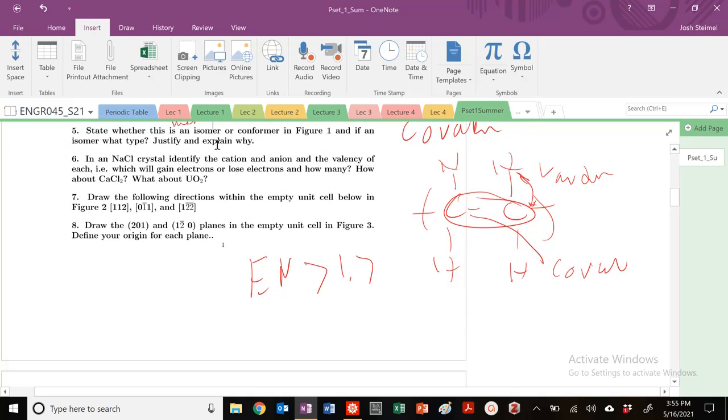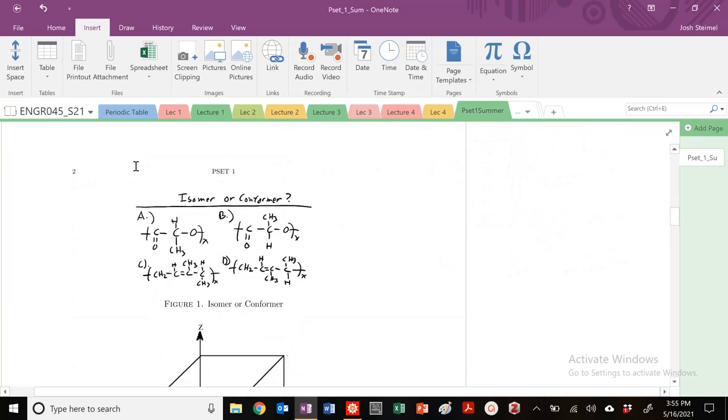State whether this is an isomer or a conformer in Figure 1, and if isomer, what type? Justify and explain. Remember, an isomer is going to have the same chemical constituents, but a distinct structure. That's the key idea we're looking for here. A conformer will be related by rotation. So if you look here, we have C, C, O, O. These are chemically identical, but they are not structurally distinct because we can rotate around this bond here.